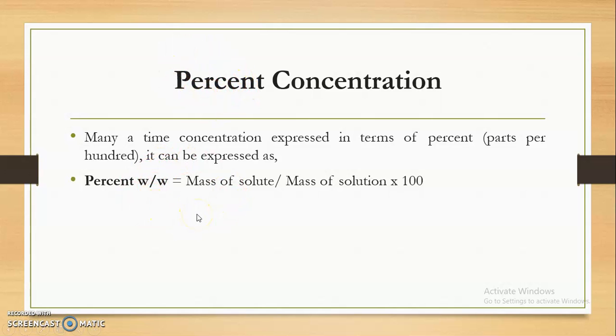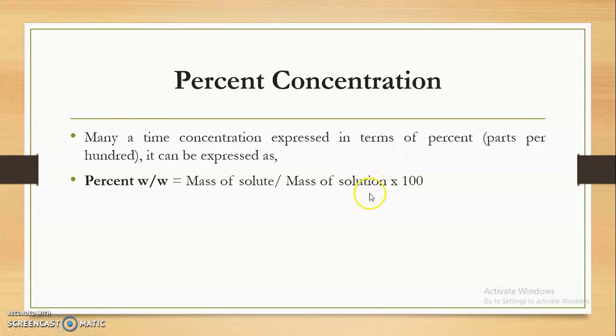Suppose I want to prepare 5% NaCl salt weight by weight. Here, weight by weight refers to the mass of solute as well as the mass of solution. It means if I take 5 grams of salt and dissolve it in 10 grams of solvent, that is nothing but the water, and multiply by 100, that will be the concentration expressed in terms of percent weight by weight.